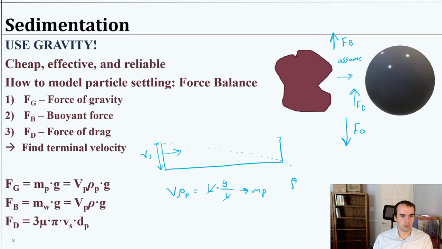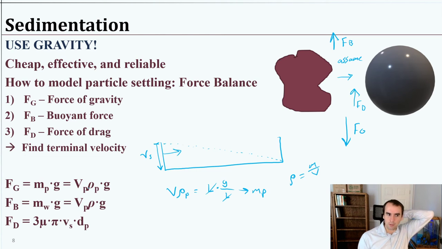The clearer way to write that would have been density equals mass per volume. Okay, so hopefully that's clear. We're just substituting, instead of mass, we have volume times density to get the mass that way.